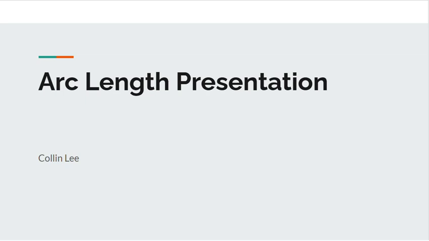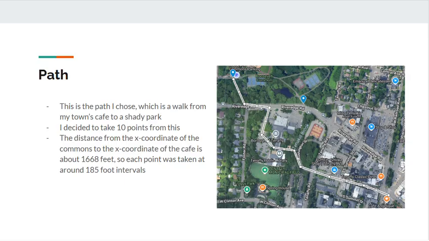This is my arc length presentation for the AP Calculus AB arc length project. So this is what I used. This is the path that I chose, which is a simple walk from my town's cafe, Cafe Angelique, on the bottom right of the image, to a shady park, Roosevelt Commons, which is on the top left of the image.